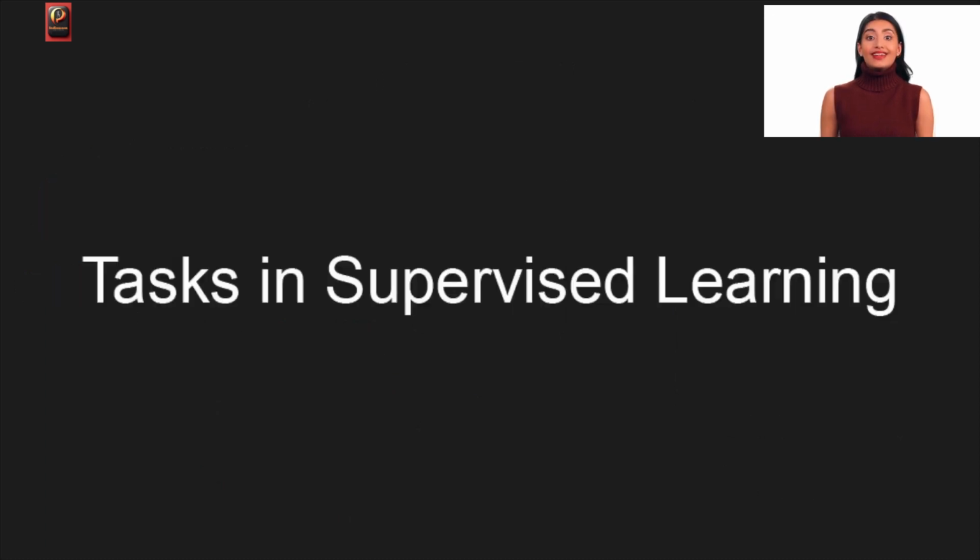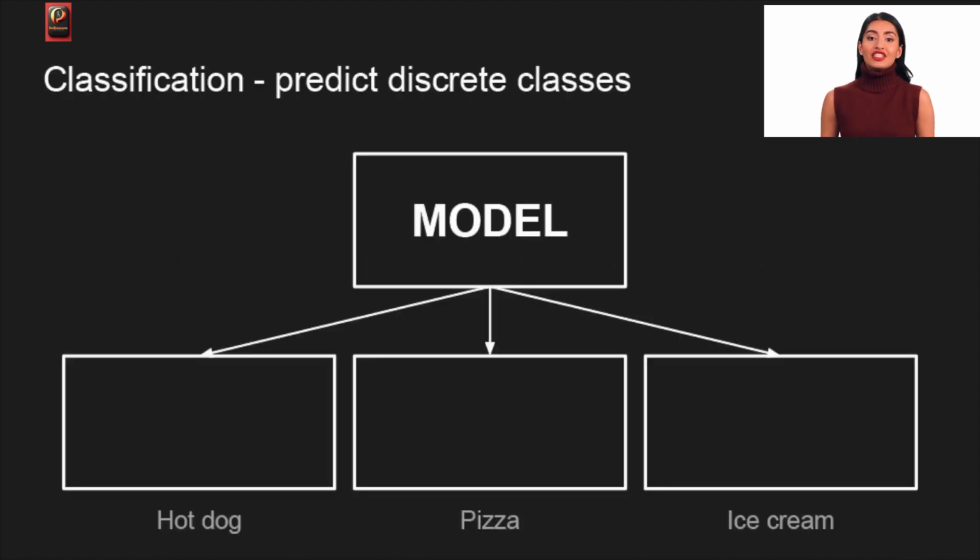There are a few different tasks that we try to accomplish with our models in machine learning. So these are going to be the outputs, the predictions of our models. So the first type of supervised learning task is known as classification. And in classification, we're trying to predict discrete classes. So these are discrete categories of items.